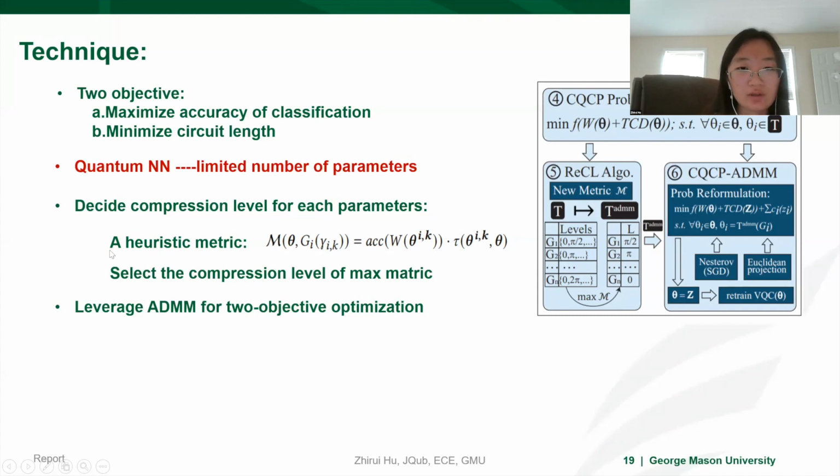Based on the hierarchical metric, we can get the compression level. It is to say that there are several parts of the compression level, such as pruning and quantization. So we need to decide which level we need to do. We use this metric to select the compression level, and then we use an optimizer called ADMM to do the optimization.